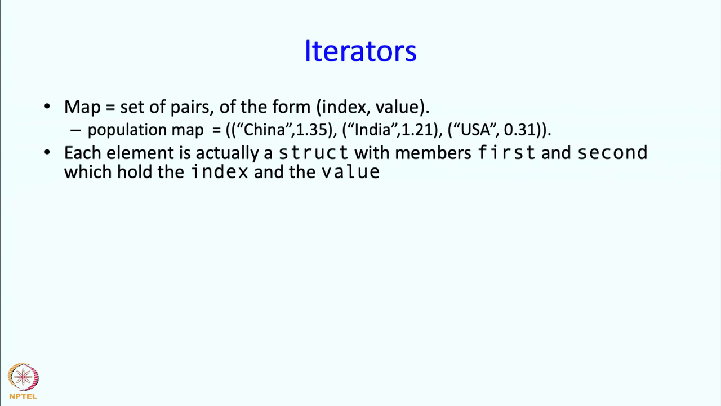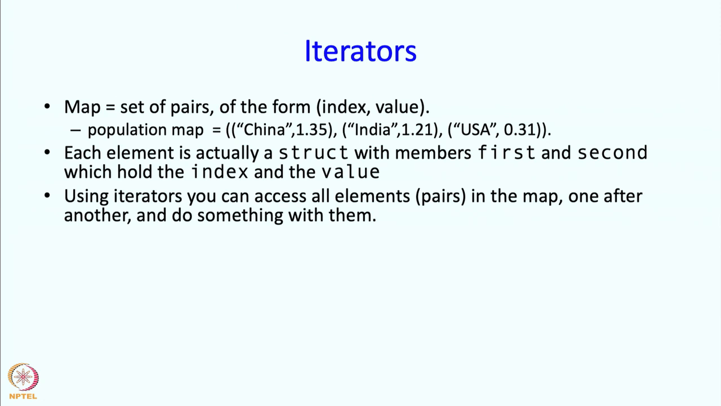Now, it turns out that C++ stores these pairs as a struct. Each pair is a struct in some structure, in some container, as it is called. The struct has members first and second, and first holds the index and second holds the value. So using iterators, you can access all the elements, or all these pairs, in the map one after another, and do whatever you want with them.